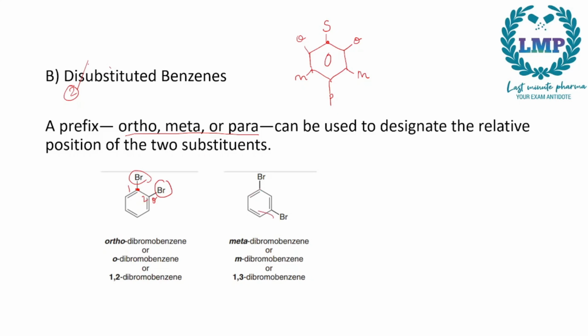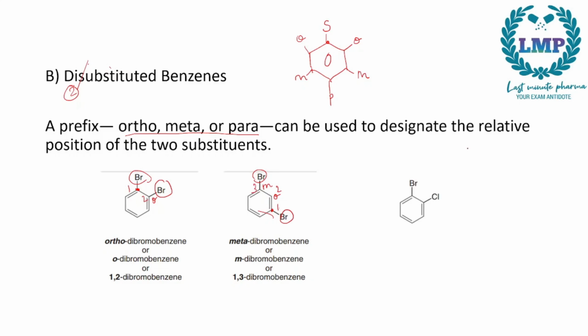If it's in this one, if we consider this one the substituent, we will name this group as meta dibromobenzene. Or if we number it 1, 2, 3, we will name it as 1,3-dibromobenzene.